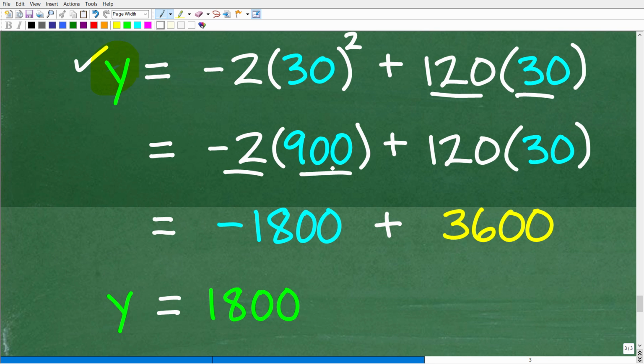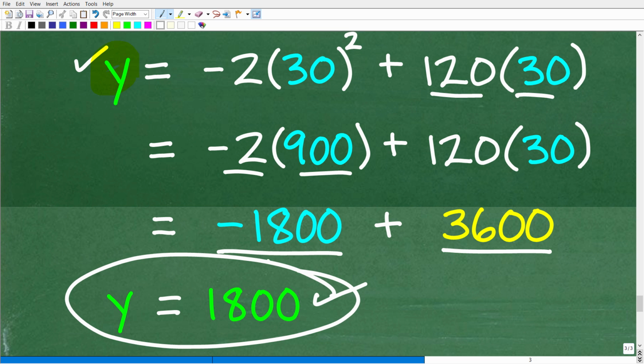So -2 times 900 is -1800, plus 120 times 30 is 3600, and when we add these together, we get 1800. So that is our actual maximum area, 1800 square feet. Now, again, you could go back and get the actual dimensions of this rectangular plot, but that is not the question.